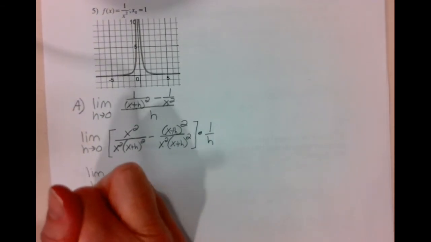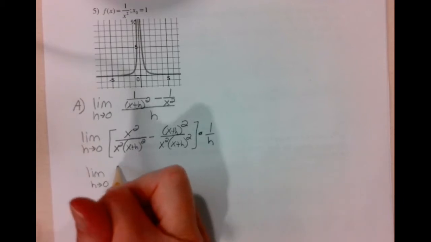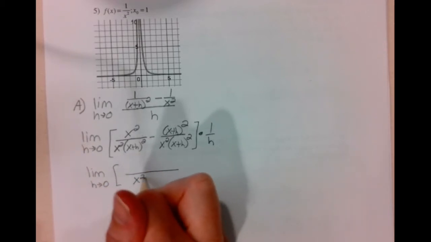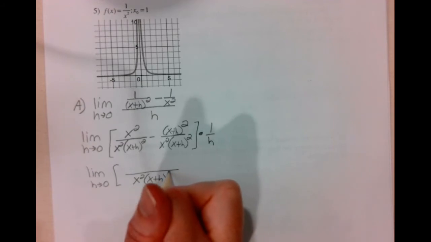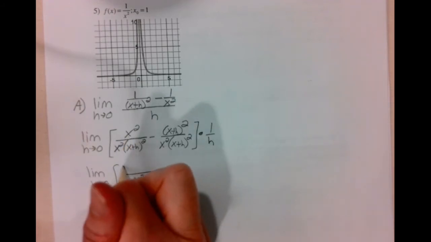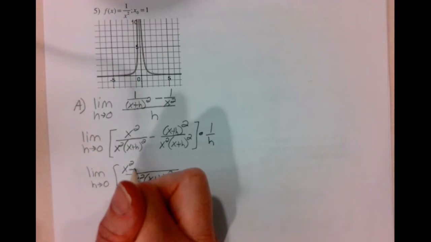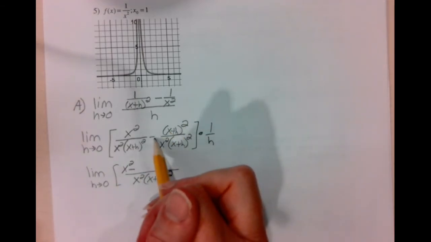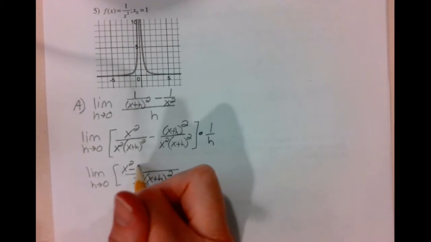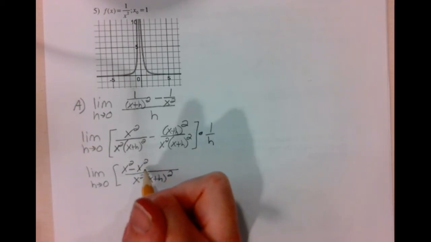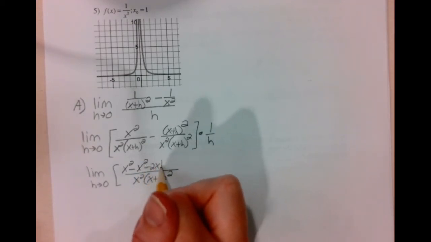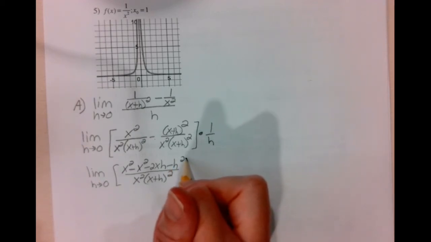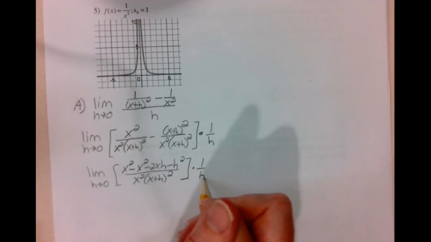Then the limit as h goes to 0 of, and I'm going to put everything together, x squared, x plus h squared. I have this x squared at the start, minus, and if it helps you, expand this out first and then subtract all the terms. So I have minus x squared minus 2xh minus h squared. All of that times our 1 over h.